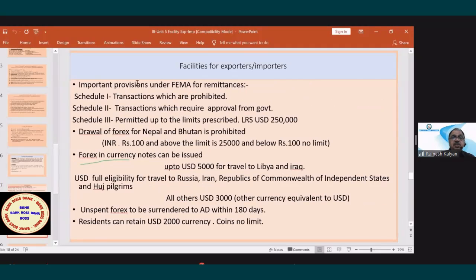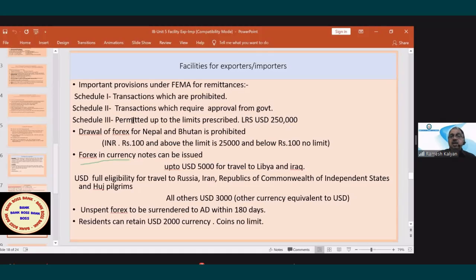Then next is FEMA remittances. These all come under the FEMA rules. Schedule 1 is transactions via private lottery, winning, raffling. We should not permit the remittance for that purpose. Schedule 2 is approval from the government. I was telling you, if a dance party comes, we can release the payment after getting permission from the Ministry of Cultural Affairs. Most cases find a place in Schedule 3.